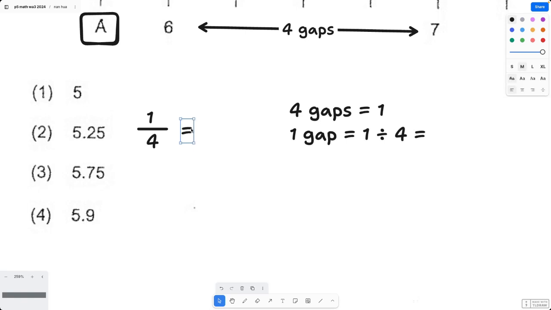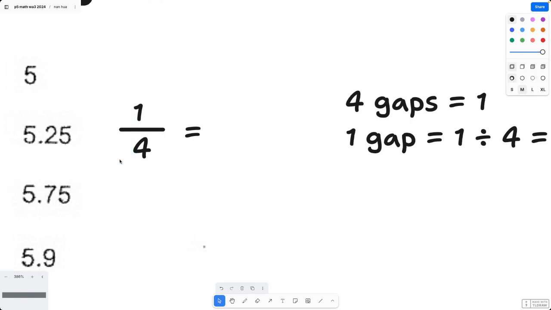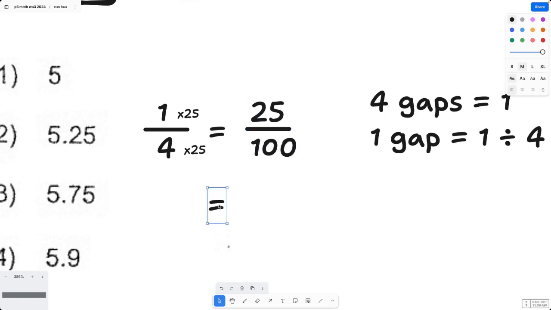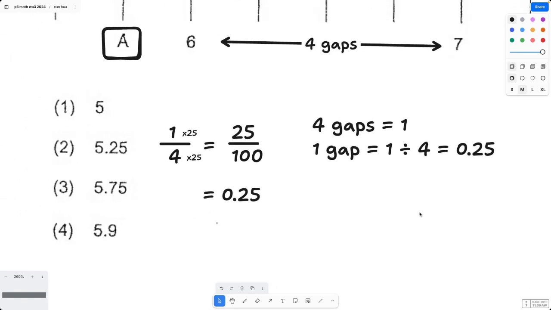Usually what I want to do is get my denominator to be either 10, 100 or 1000. In this case, 4, can you make it into 100? Yes, we can. We can multiply it by 25. So 4 times 25 for the denominator, which means the numerator also multiplies by 25. So 1 times 25 will be 25, and 4 times 25 will be 100. And what's the decimal for this? It is basically 0.25. So 1 divided by 4 is basically 0.25. All right, now we know that one gap is 0.25.